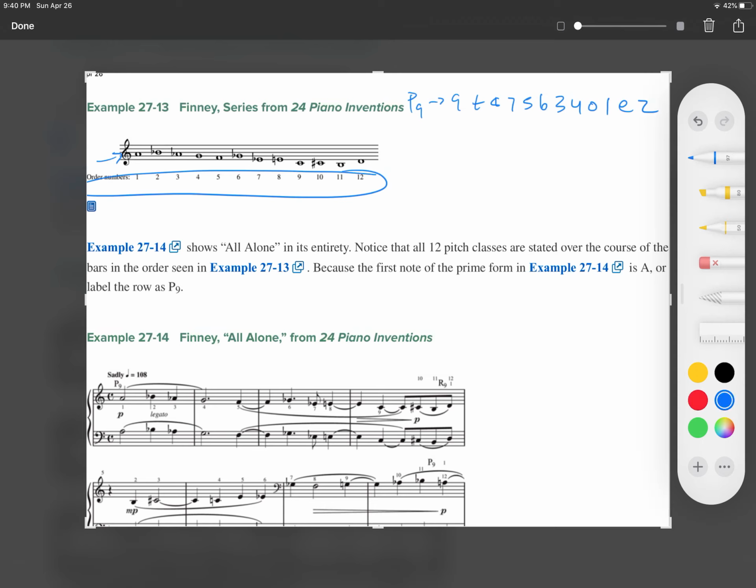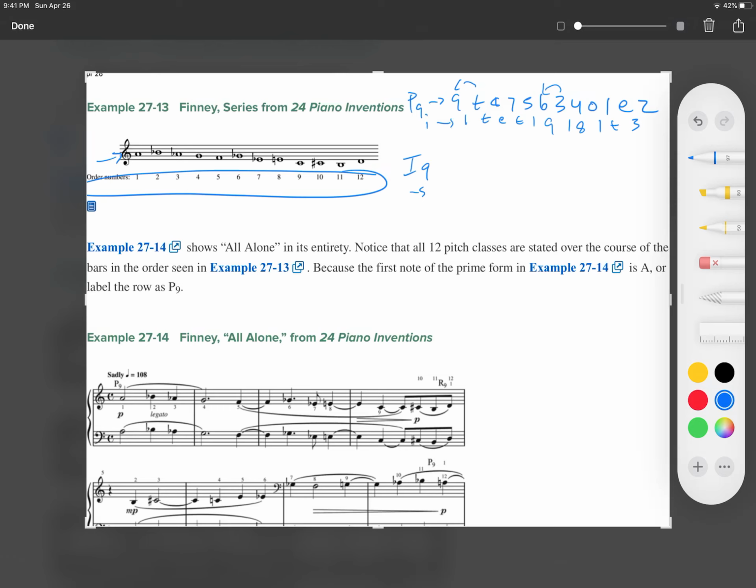Remember, to find the inverted row form, we want to go through and find the intervals between each of these, and we're going to take right minus left. So 10 minus 9 is 1, 8 minus 10 is negative 2 or 10, 7 minus 8 is negative 1 or 11, 5 minus 7 is negative 2 or 10, 6 minus 5 is 1, 3 minus 6 is negative 3 or 9, 1, negative 4 or 8, 1, 10, and negative 9 or 3. And there we go. Here are our intervals for I9.